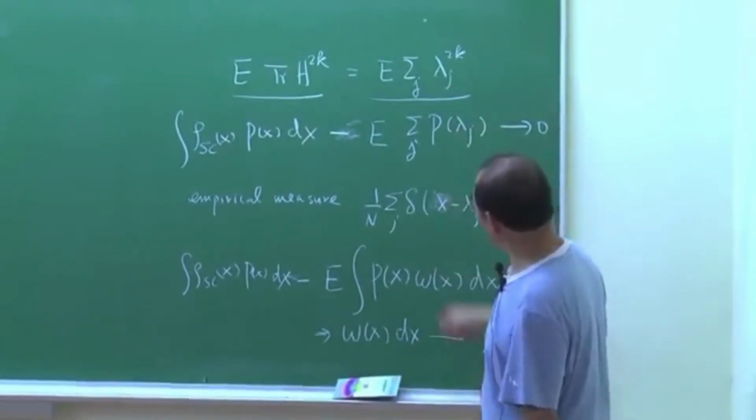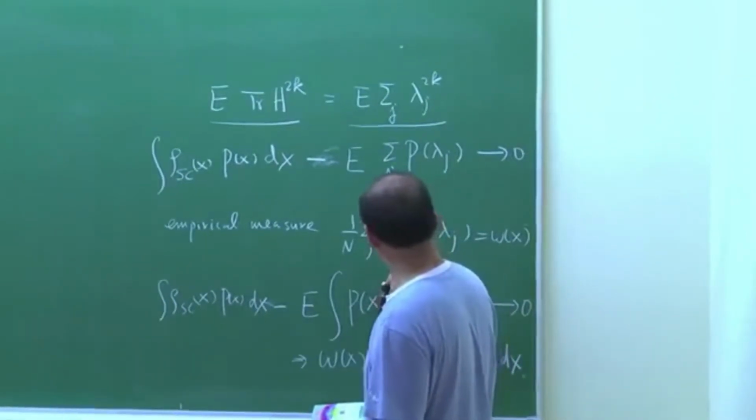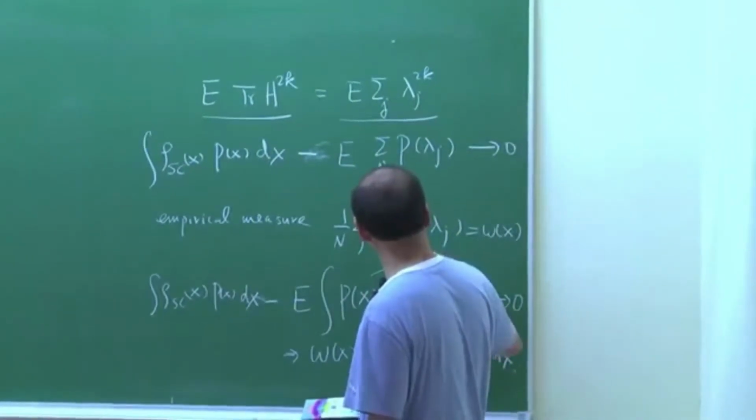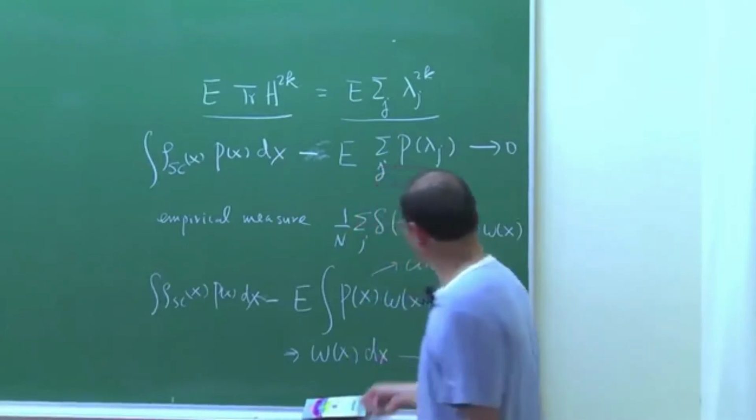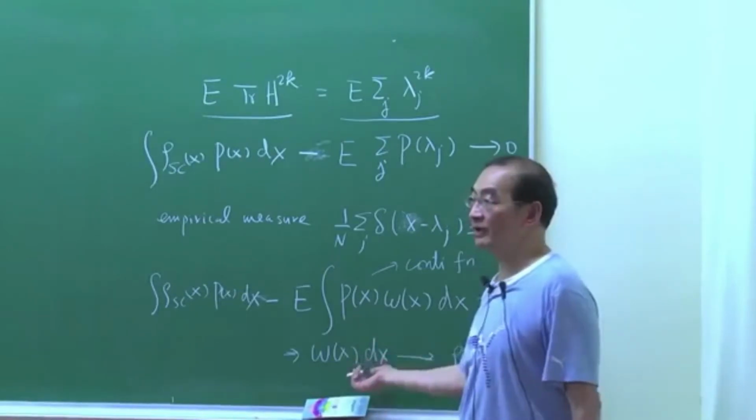So this is why, once you can compute the moments, you can compute polynomials, and from polynomials you can use them to approximate. From polynomials you can go to continuous functions, and once you can handle all the continuous functions, this is the definition of weak convergence.